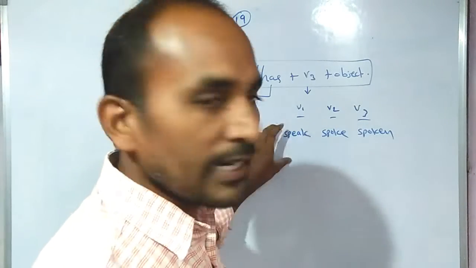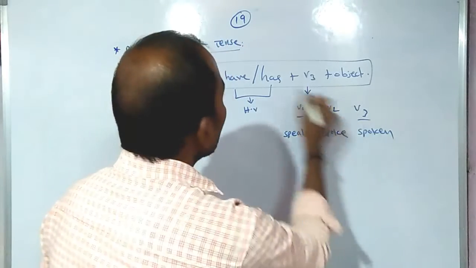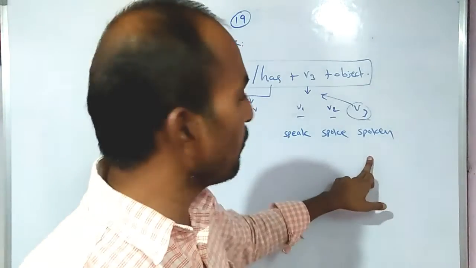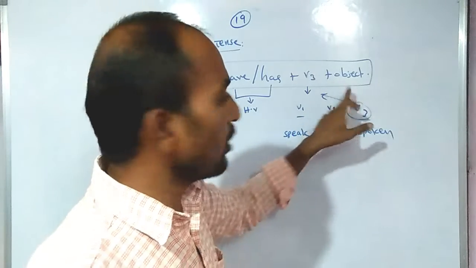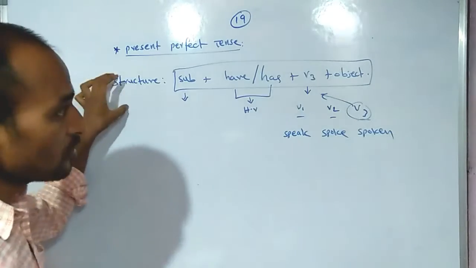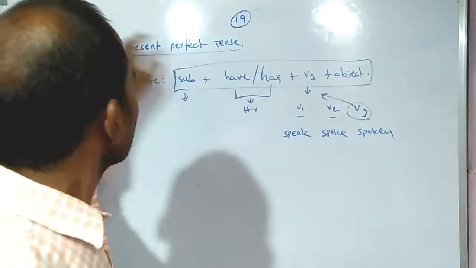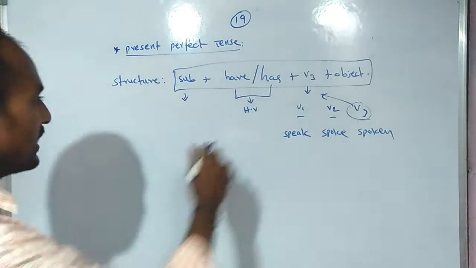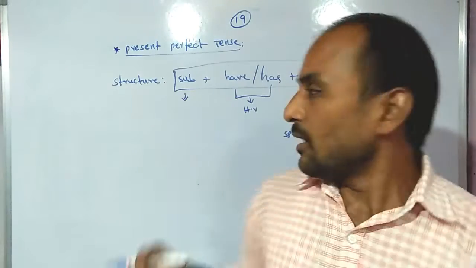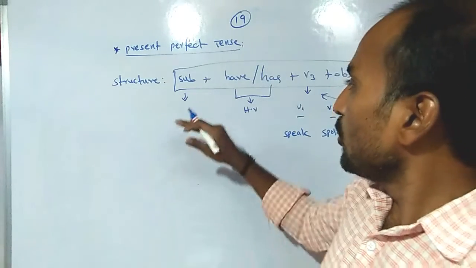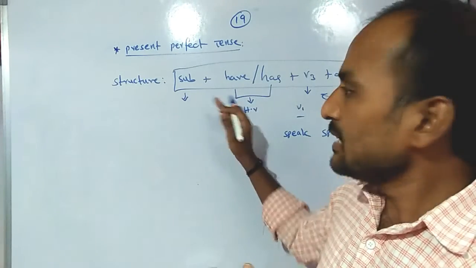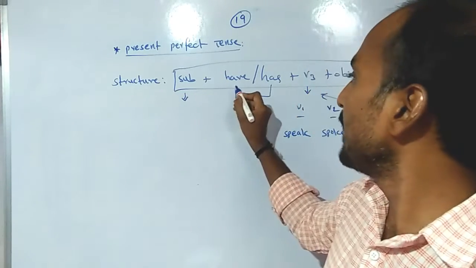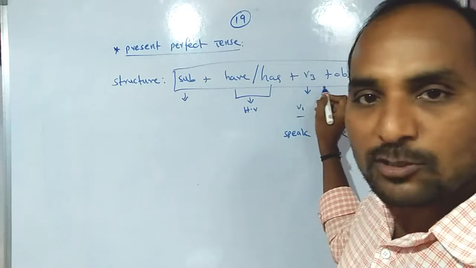So like this, we can take a V3 form. In this tense we are going to use V3 form only, that is a verb V3, and object. We know object. So this is the main structure, friends. In order to practice in the present perfect tense, we have subjects, and at the same time have or has plus V3 plus object.